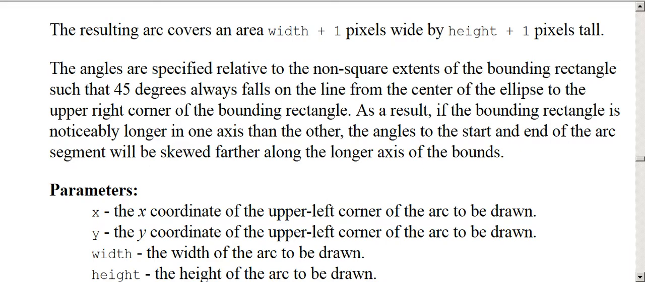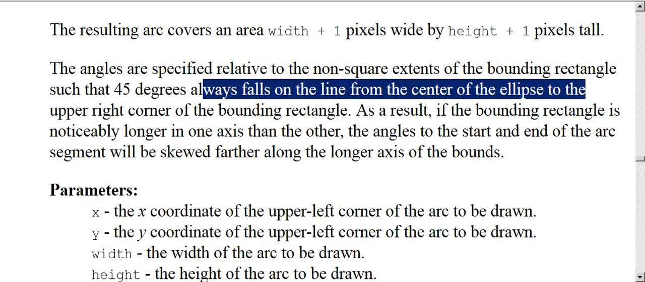It says 45 degrees always falls on the line from the center of the ellipse to the upper right corner of the bounding rectangle. It's 45 degrees. So that means if the rectangle is longer, your arc, if you want to make an arc, because it has to go here, it will be skewed, right?